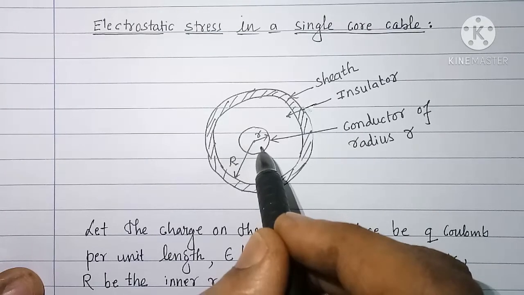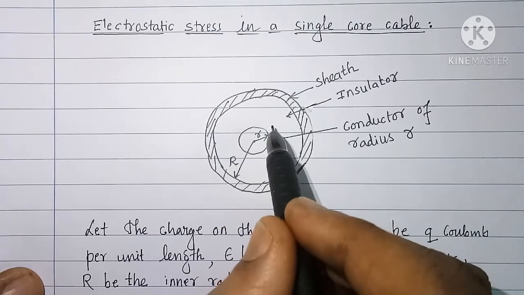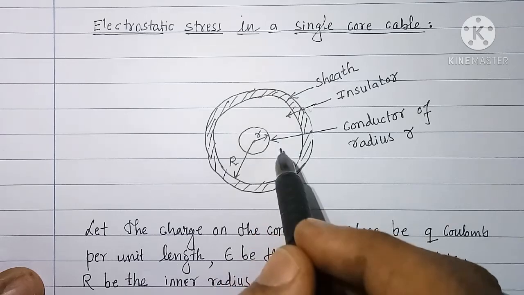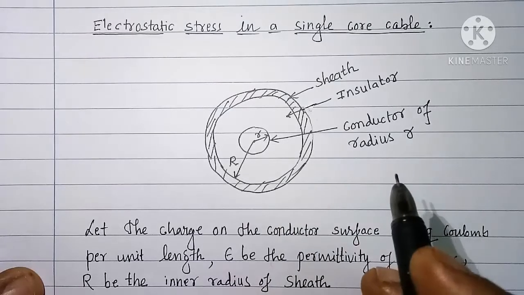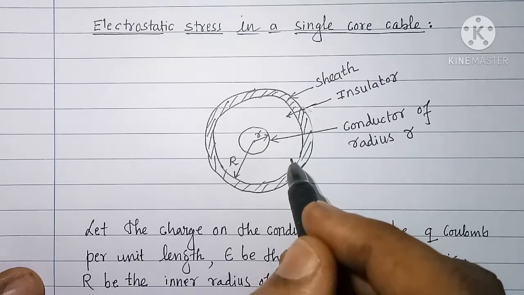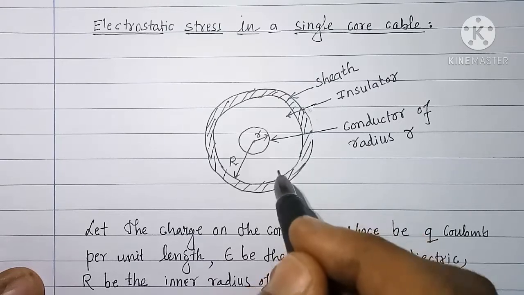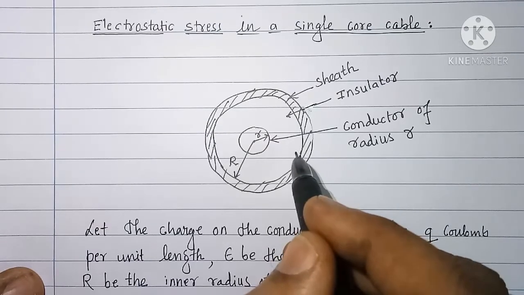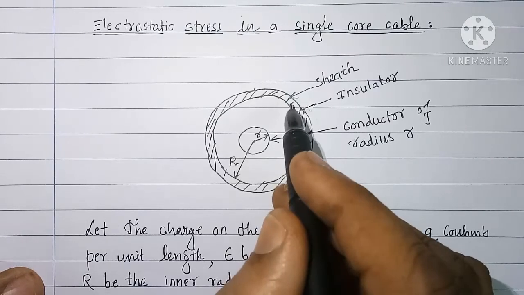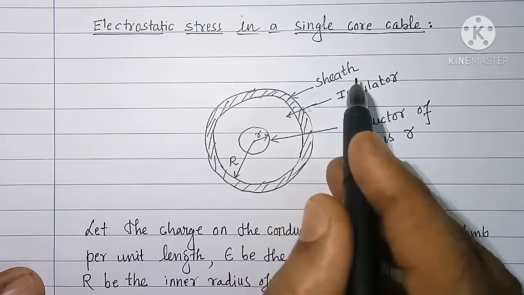In this constructional diagram, you can see a conductor at the center surrounded by insulator, and that insulation covered by sheath. In very first class on the underground cables, I had shown actual cables to you all. In those cables, there was an outer black colored plastic material. That outer black colored plastic material is called as sheath.